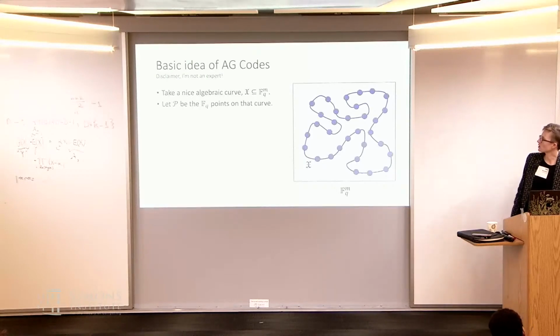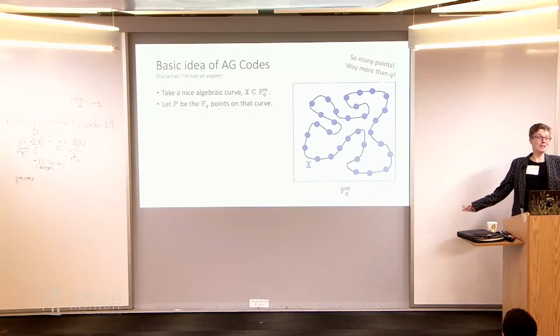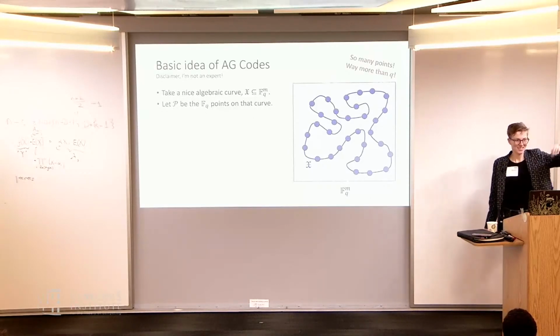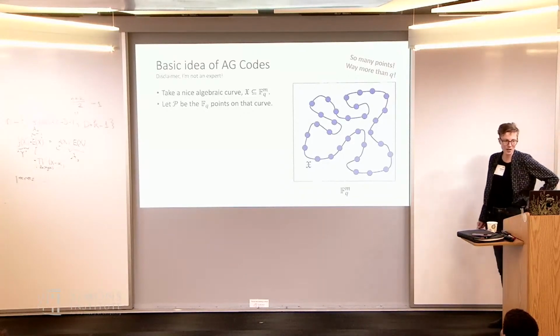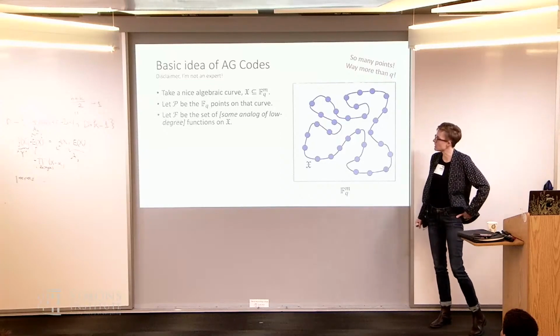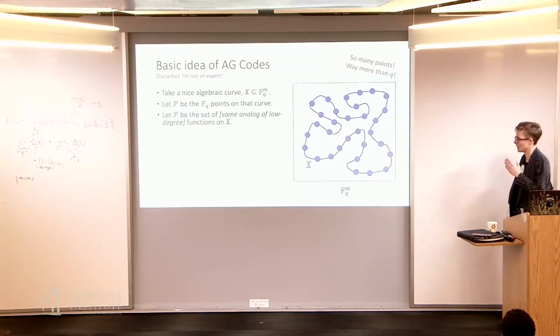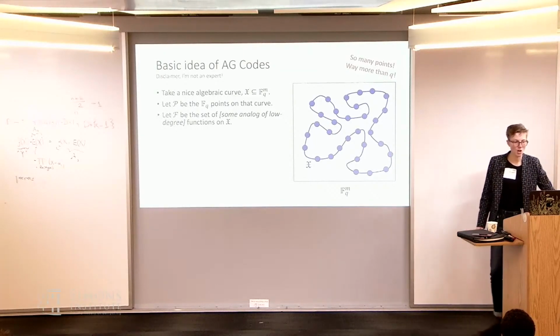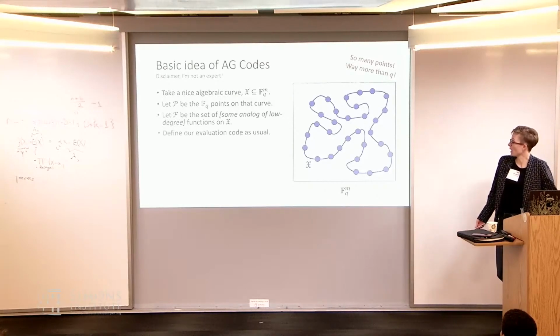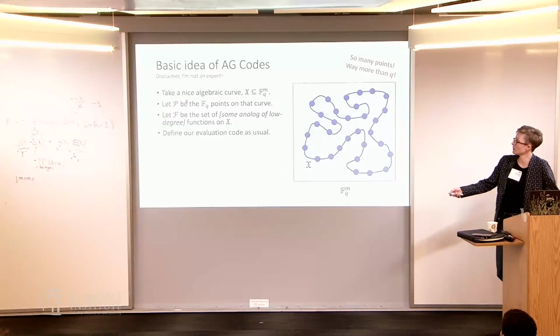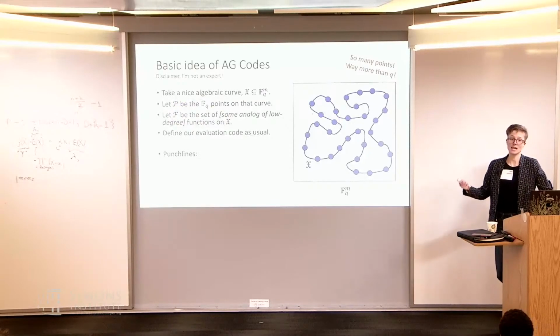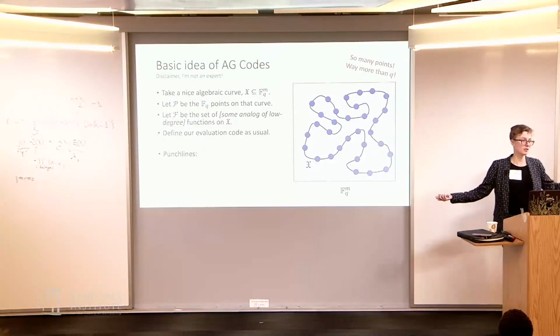Let's look at all of the points on curly X that lie in F_q, or that lie in F_q^n. And the hope is there are so many points, way more than q points, if our curve is nice and curvy, with lots of points on it. Then we take our set of functions, curly F, to be some analog of low degree polynomials on that curve. I think formally you pick a bunch of functions in some Riemann-Roch space. Then we define our evaluation code as usual: take all of our functions in curly F and evaluate them on these points in P. And now, hooray, we can take the field size to be smaller because we got all of these points for free because we used this cool curve.